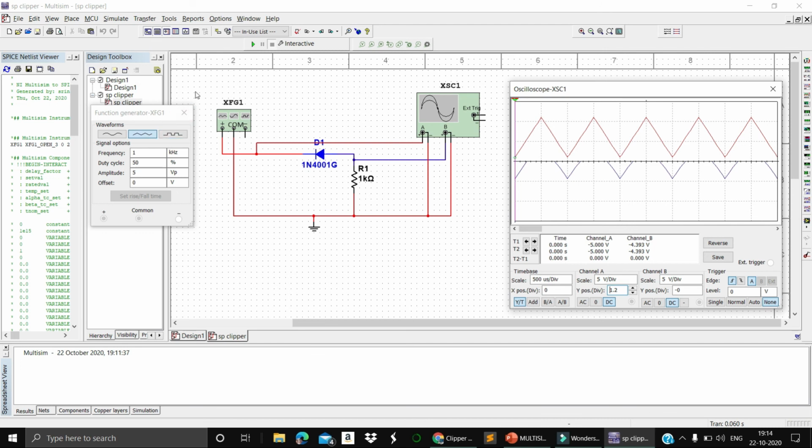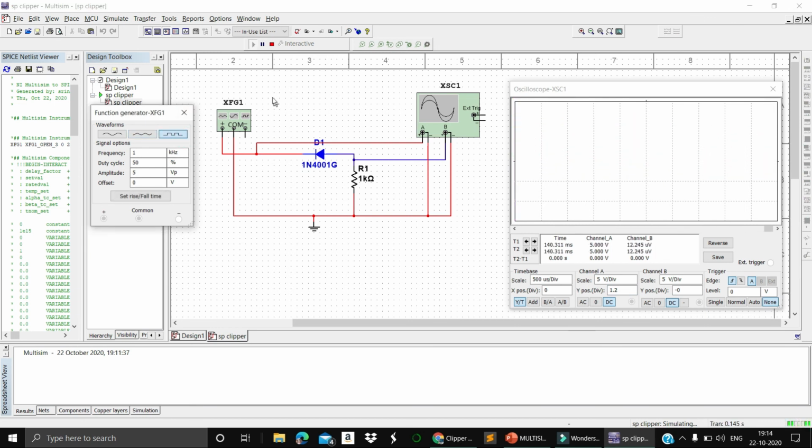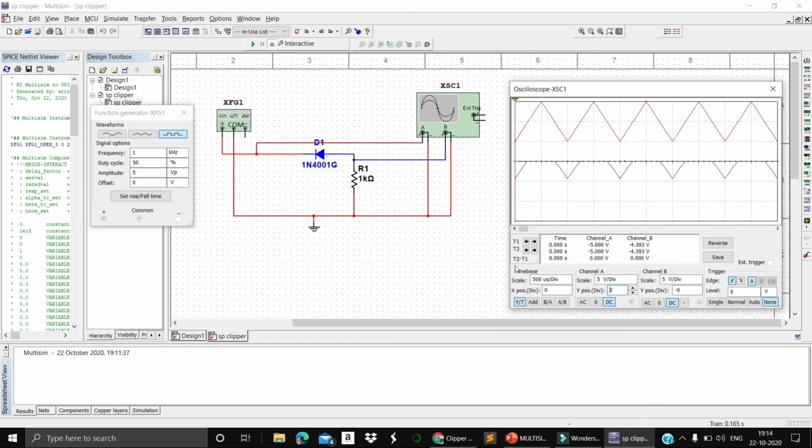When I give the triangular pulse also, I am getting the same output. When I give the square pulse, okay, notice over here itself. When I give the square pulse also, I am getting the same response, only the negative pulses. So in this way, a series positive clipper circuit works.